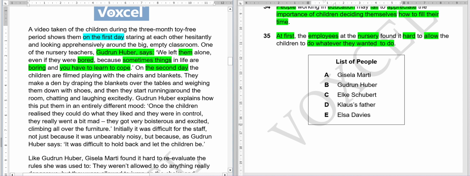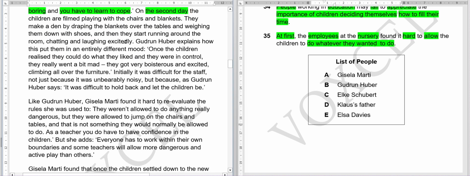Children are now enjoying their playing with chairs and blankets, making dens or forts with the help of blankets, and weighing the blankets with shoes so that they do not move, and start running around the room, chatting with each other and laughing excitedly. Gordon Huber explains how this put them in an entirely different mood. Once the children realized they could do what they liked and they were in control, they really went a bit mad. They got very boisterous and excited, climbing all over the furniture. So this was their reaction.